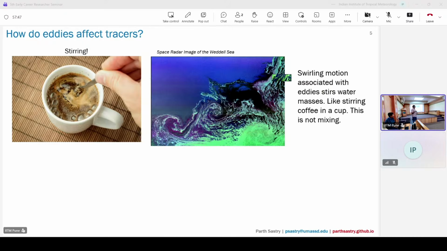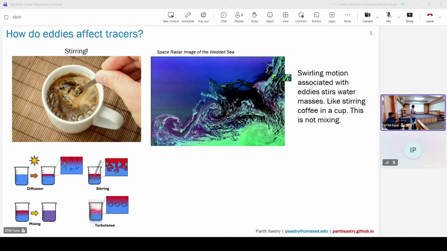One caveat that I'll add is that stirring is not mixing. This is something that I learned through being chastised quite a bit by my advisor. But the idea of stirring is that it is reversible. So if you were in a hypothetical world to completely reverse the flow of time, essentially undo the effect of these eddies, these water masses would go back to how they were before.